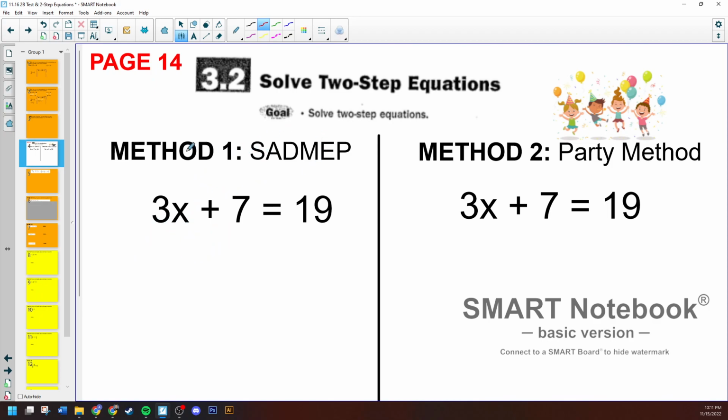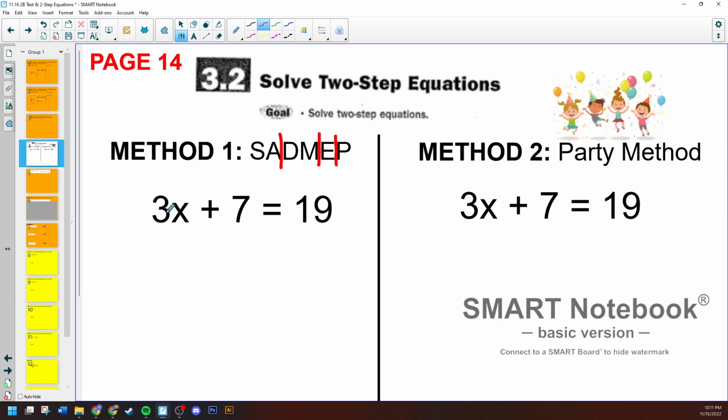So the first method is SADMAP. Now SADMAP, if you look at it, is just PEMDAS spelled backwards. What we're going to do is use the order of operations in reverse to undo what is on the side of x, and we're going to get x by itself. I'm going to put little lines here to separate. Subtraction and addition go together, division and multiplication go together, and then we'll split up exponents and parentheses.